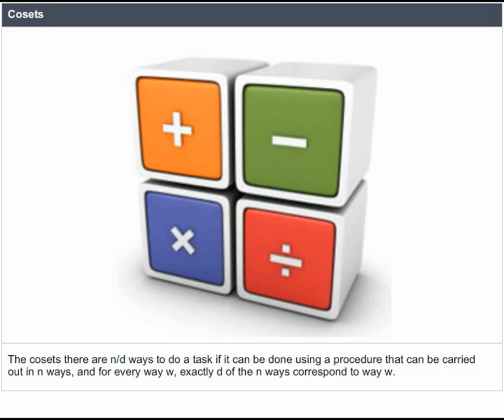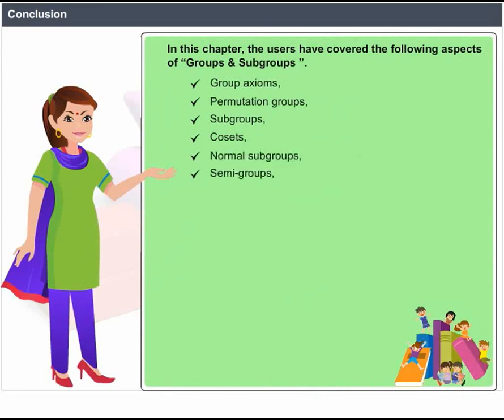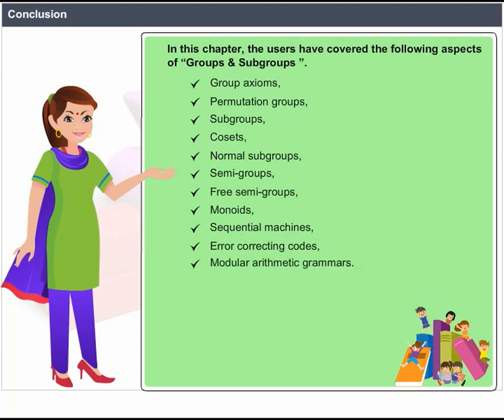Conclusion. In this chapter, the user has covered the following aspects of groups and subgroups: group axioms, permutation groups, subgroups, cosets, normal subgroups, semigroups, free semigroups, monoids, sequential machines, error correcting codes, modular arithmetic, grammars.